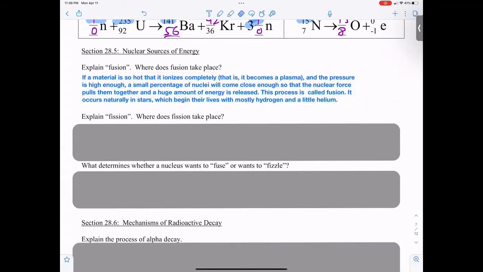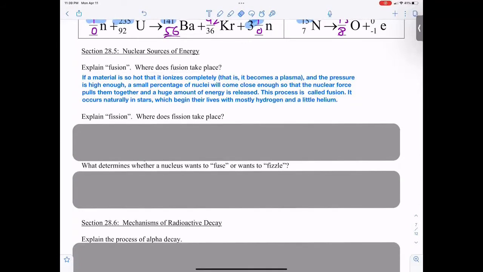Well, if a material is so hot that it ionizes completely, that is, it becomes a plasma, and the pressure is high enough, a small percentage of nuclei will come close enough so that the nuclear force pulls them together and a huge amount of energy is released. This process is called fusion. It happens naturally in stars, which begin their lives with mostly hydrogen and a little helium.